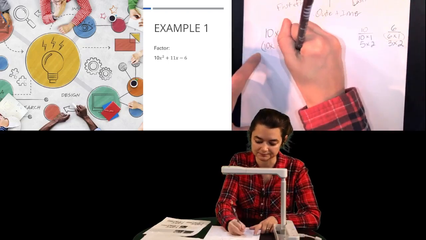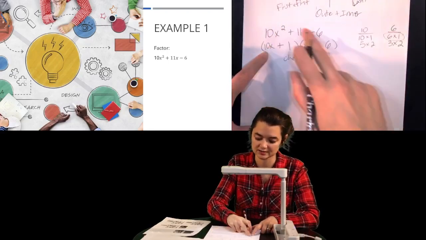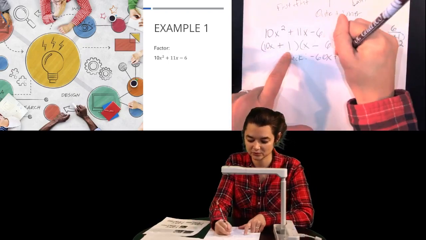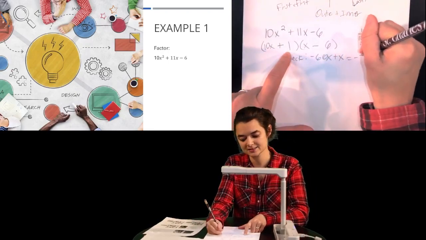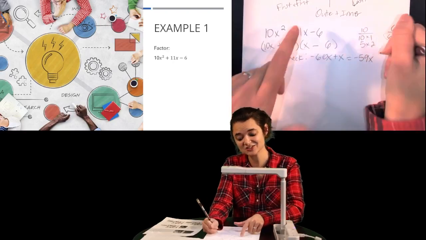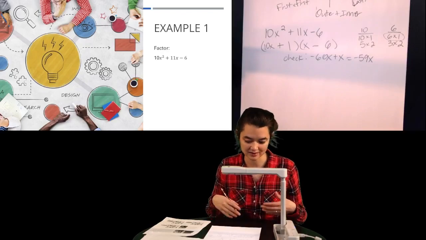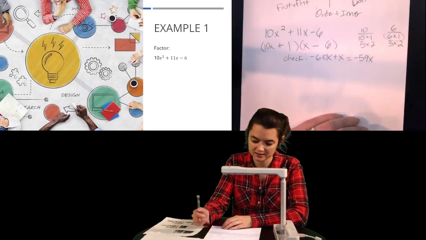So let's check that. If I check that, the outer product would be negative 60x. Inner product would be 1x, and that would add to give me negative 59x. That's nowhere near where I needed. So that does not work. All right, so let's try 3 and 2.